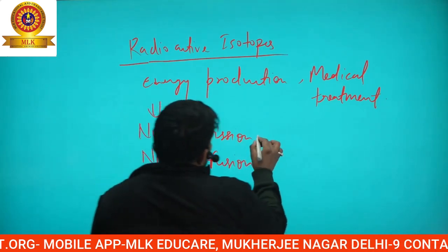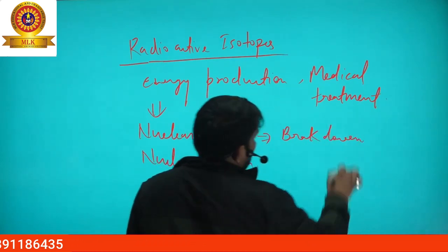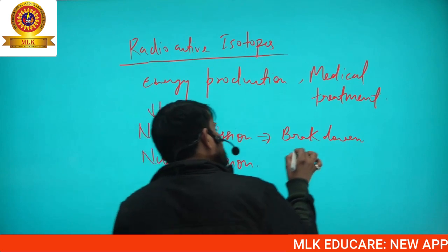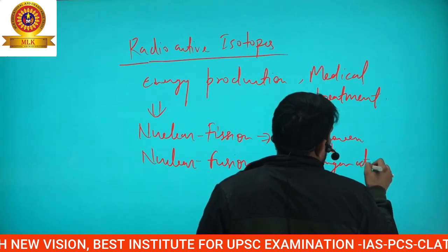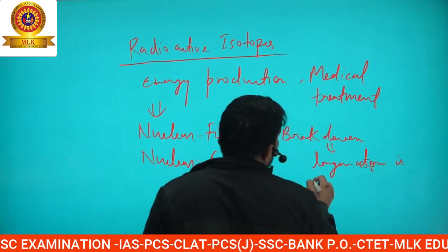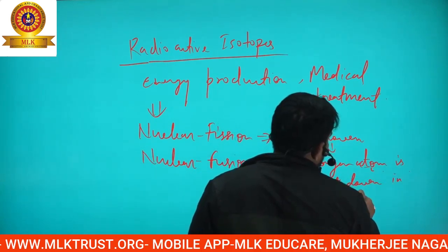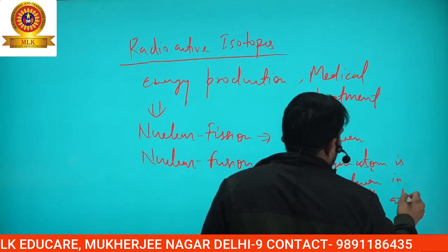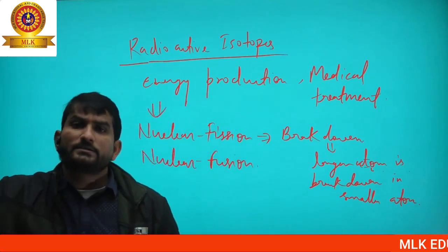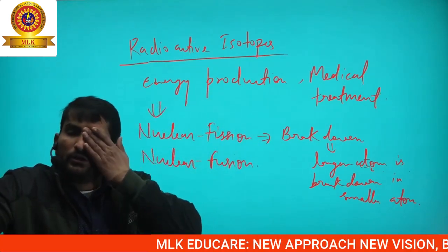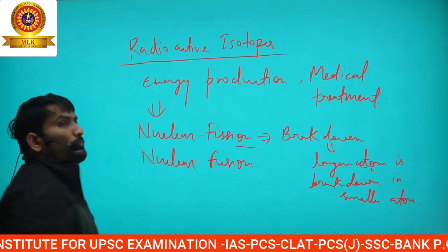Nuclear fission means there is a breakdown. Fission means breakdown. That means a larger atom is broken down into smaller atoms, or you can also say that a larger nucleus, ठीक है, is broken down into smaller nuclei. ठीक है? So this process is considered the nuclear fission process.